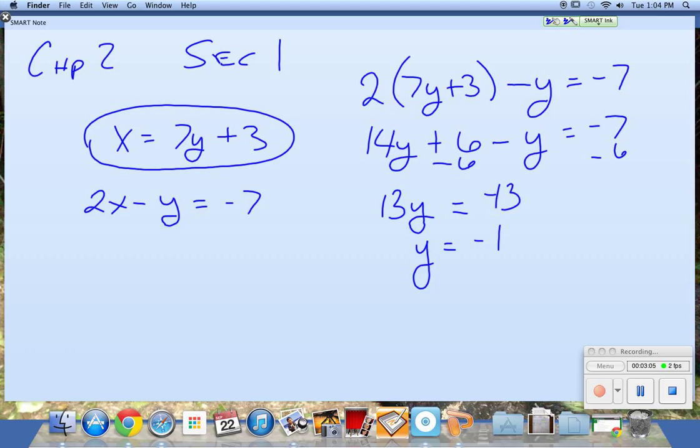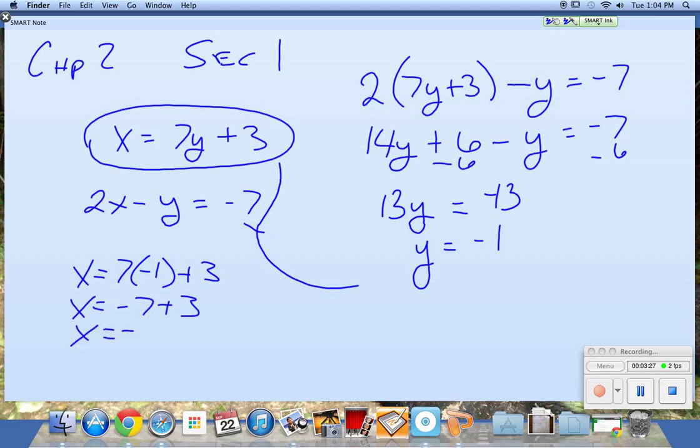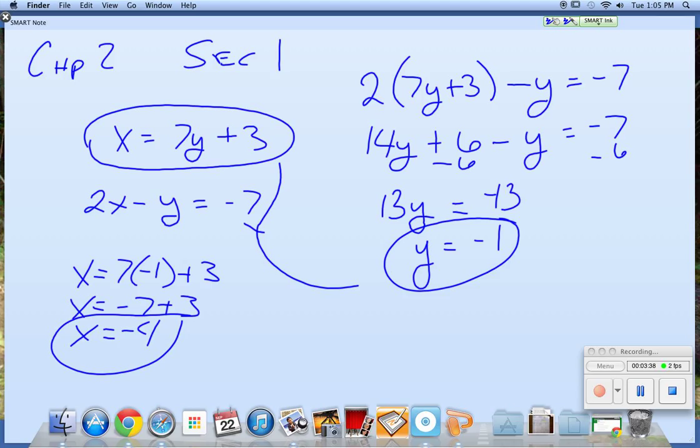Once we have y equal to negative 1, we can plug it back into one of these two equations. Since this one is already set for x, it's real easy to plug back in. Let's put it in this one here. x equals 7 times negative 1 plus 3. x equals negative 7 plus 3. x equals negative 4. So we can determine that y is negative 1 and x is negative 4. If we were going to put this into a coordinate, it would be negative 4, negative 1.